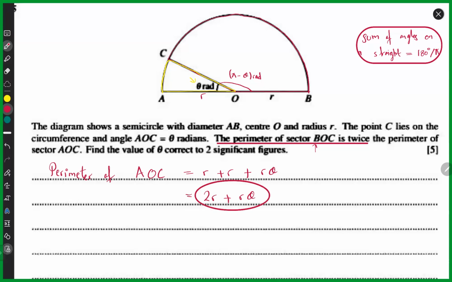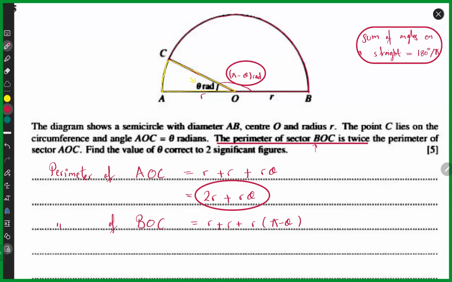Now, if I talk about the perimeter of BOC, what is that going to be? Again, R plus the arc length. And how do we find the arc length? Again, the idea is same, it's R theta. Now, theta here is basically pi minus theta, right? So I'll write it as pi minus theta. Any confusions with this? No, ma'am.